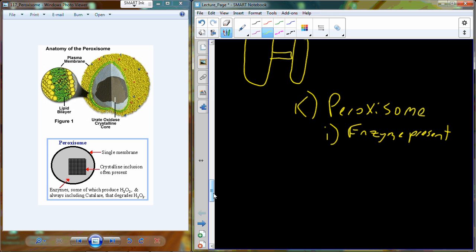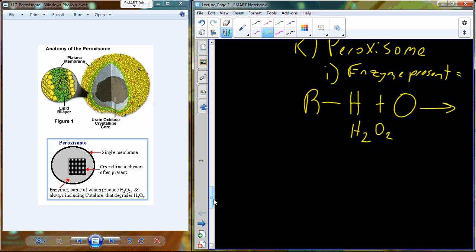And that enzyme that's present is going to take a molecule that contains hydrogen, and it's going to donate oxygen to form hydrogen peroxide, H2O2. So this oxygen can come over here and, so to speak, attack the hydrogen and disrupt that bond. If that's DNA or something like that, that's going to cause a real problem. It's going to cause the DNA molecule to accumulate mutations.